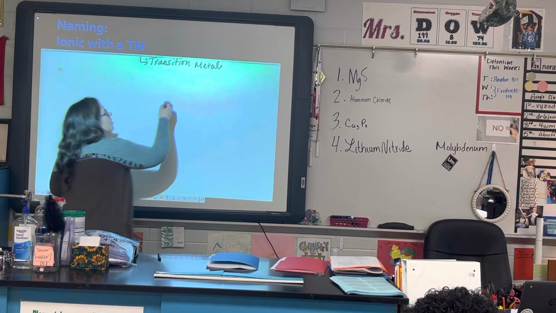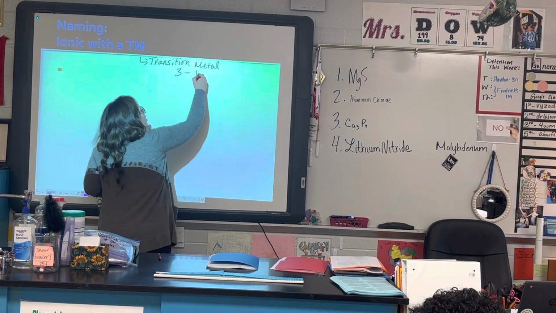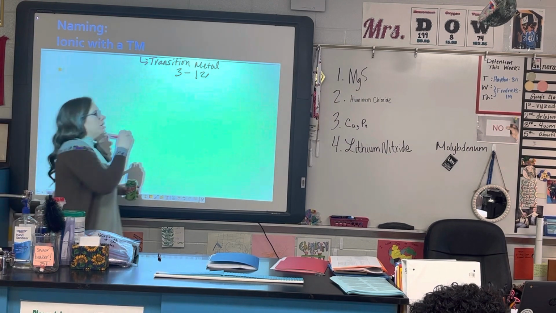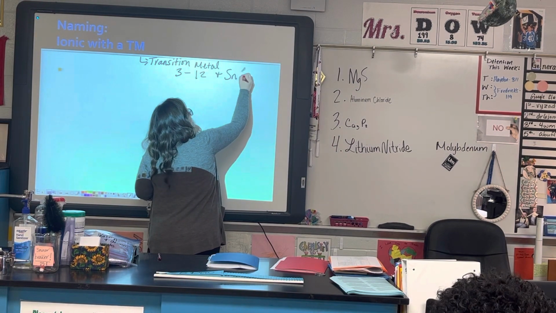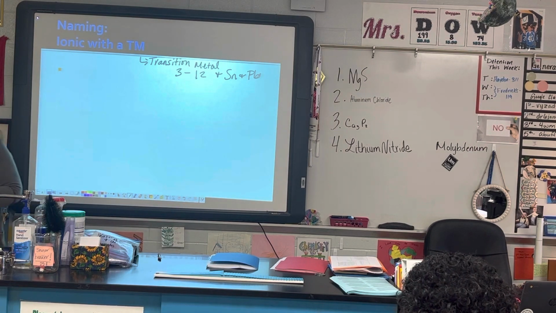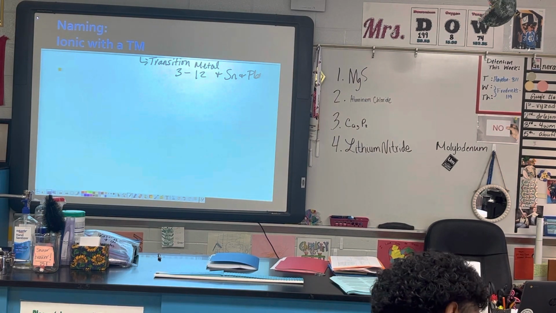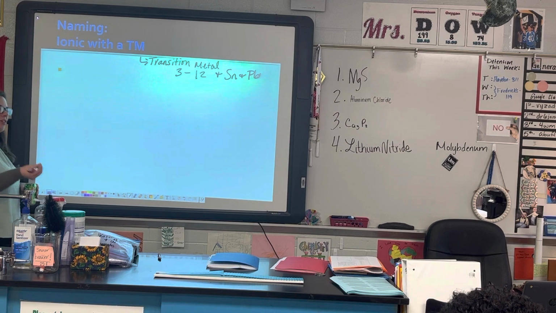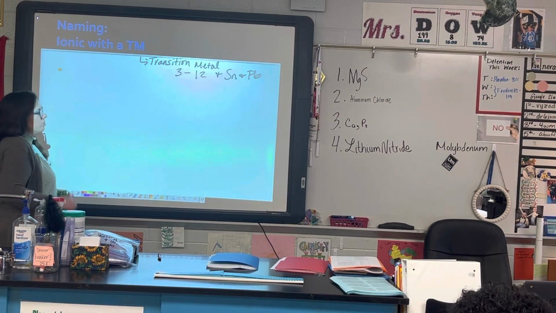3 through what? 12. Yes, groups 3 through 12. This also includes Sn and Pb, which are at the bottom of group 14. So now we're talking about our metal. Our first element is in groups 3 through 12, or it's Sn and Pb. We're going to have to name it differently. Follow a little bit different rules.